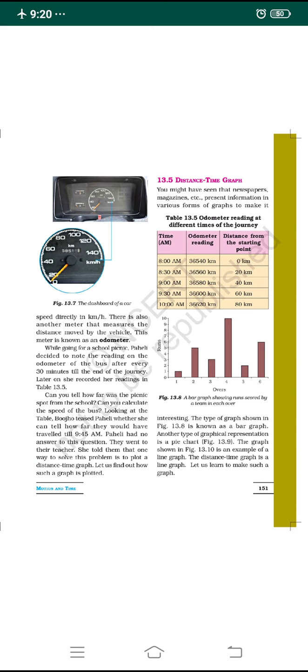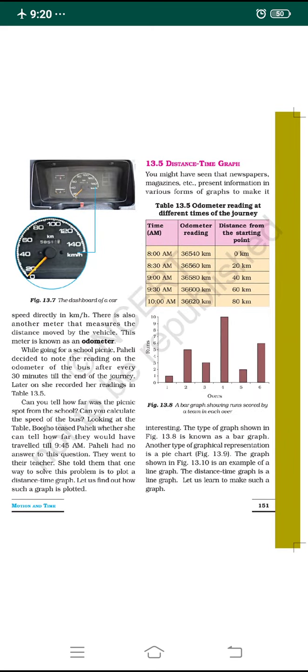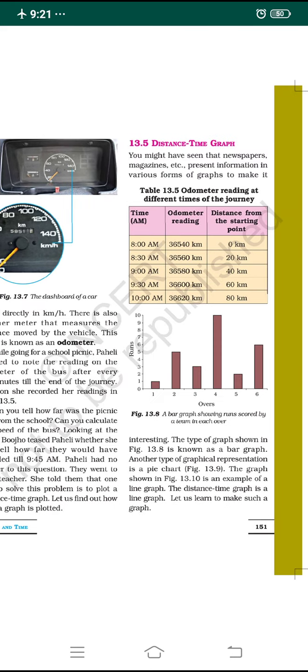We might have seen newspapers, magazines, etc. In them, information is presented in various forms of graphs. To show election results or popularity, they show the information in various forms of graphs to make it interesting. Am I right or not? Through different graphs. The type of graph shown in figure 13.8 is known as a bar graph.